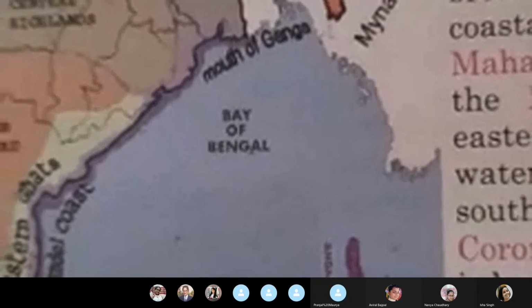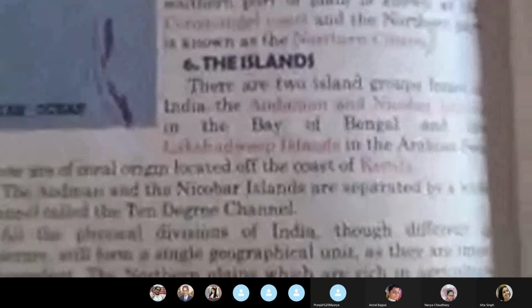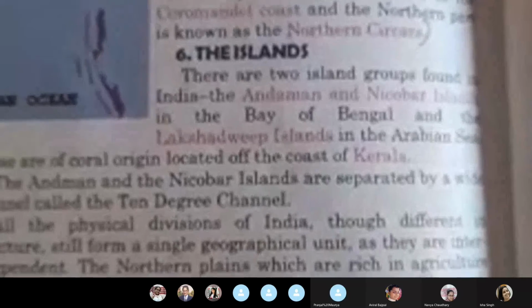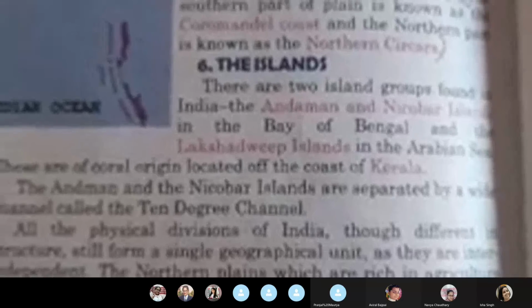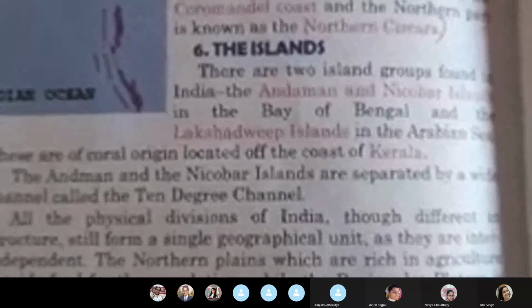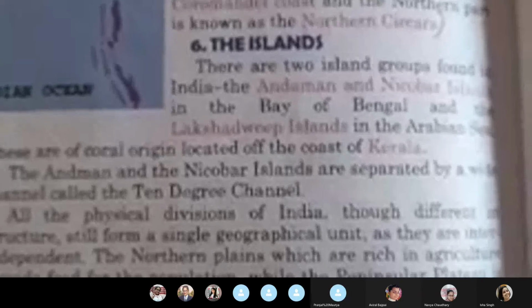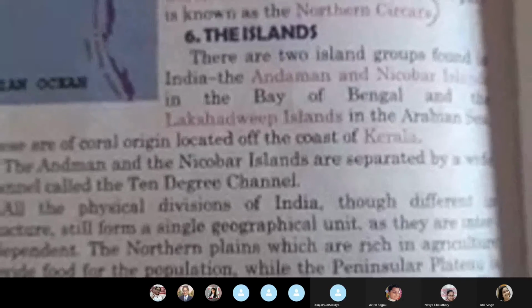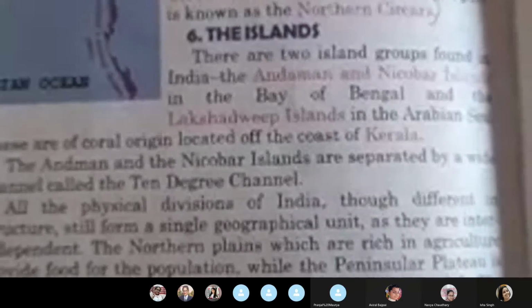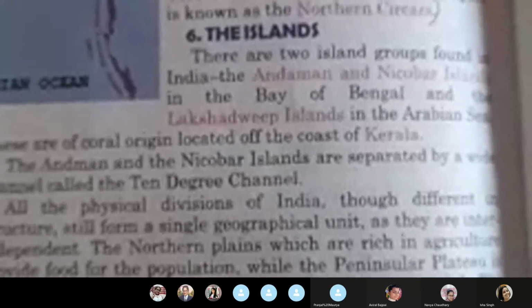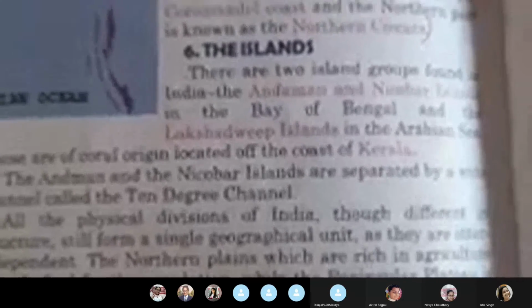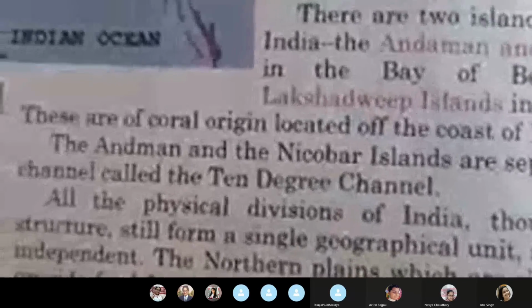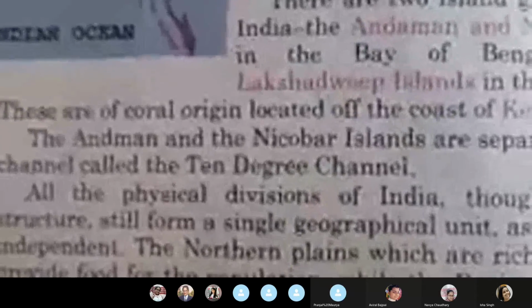Okay, all the physical divisions of India, though different in structure, still form a single geographical unit as they are interdependent. The northern plains, which are rich in agriculture, provide food for the population, while the Peninsula Plateau is rich in minerals and provides industrial raw material. The mountains ensure the perennial flow of water to the country and help in agriculture. There's a great deal of interaction between the different regions of India, which promotes cultural unity. So now they're telling you about the physical features and why they are very nicely blended in India.